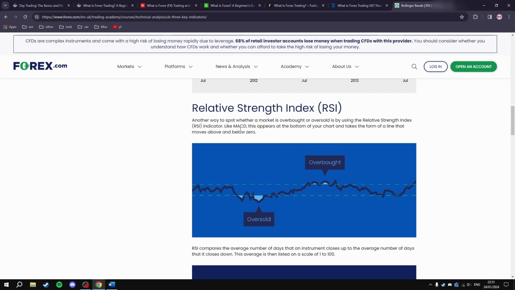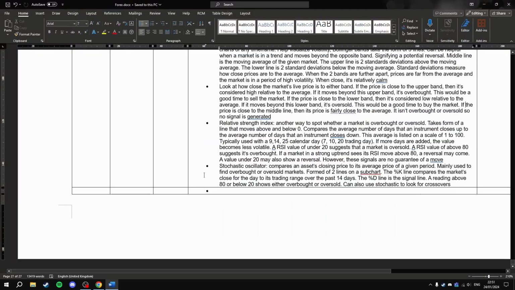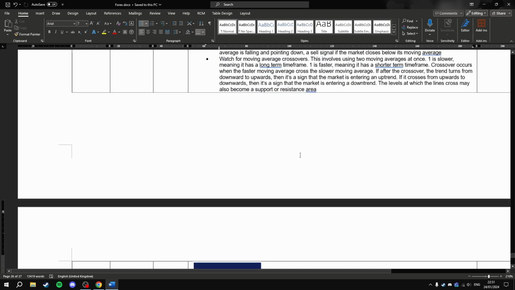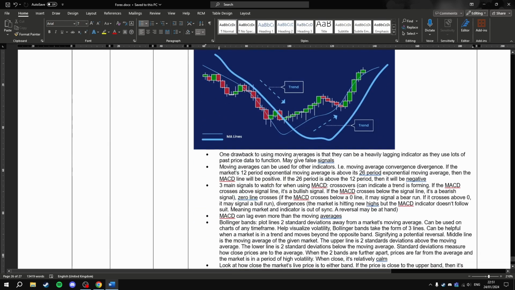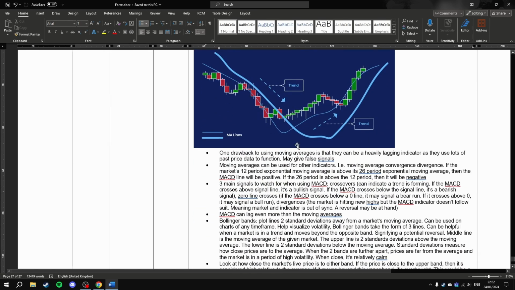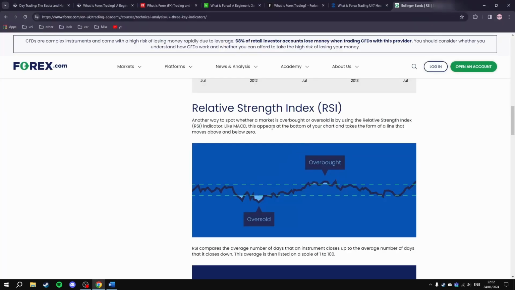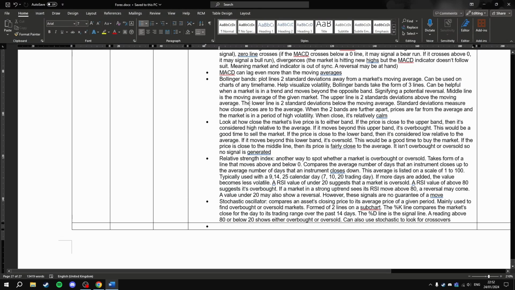Like the moving average convergence divergence, this appears at the bottom of your chart and takes the form of a line that moves above and below zero. And what I wrote was relative strength index.